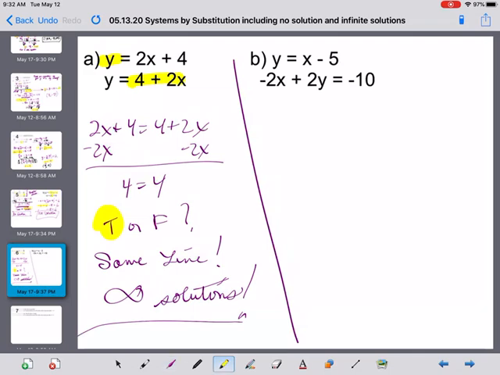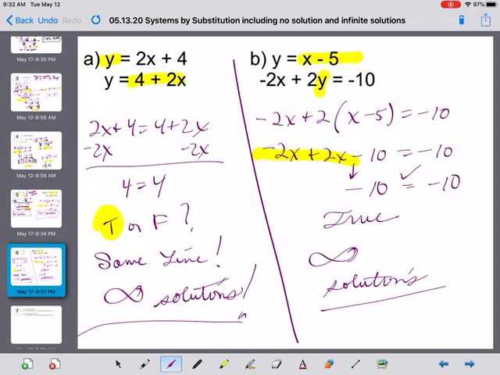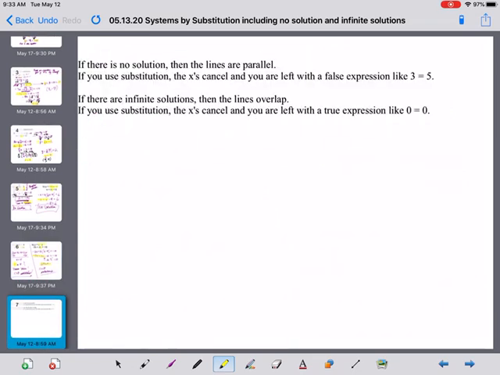Okay, watch what happens over here. You could pause the video, try it yourself. So -2x plus 2 parentheses x minus 5 equals -10. Distributive property. Combine like terms. Oh, they're gone. -10. Yeah, see, that's still -10. Be careful there. Equals -10. True. Infinite solutions. So if it ends up true, it's infinite solutions. If it ends up false, no solution.